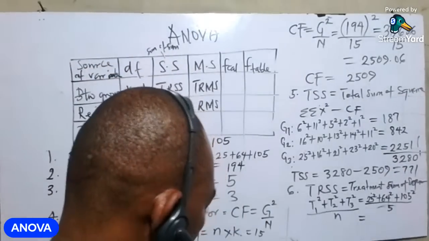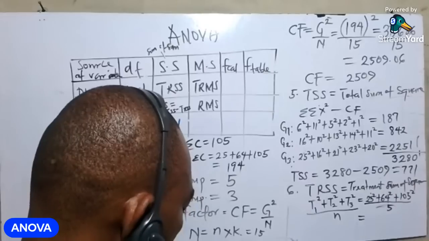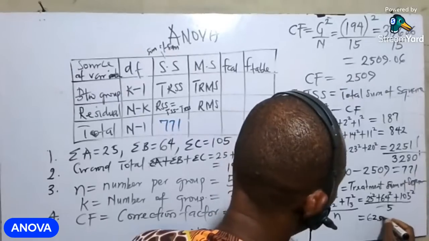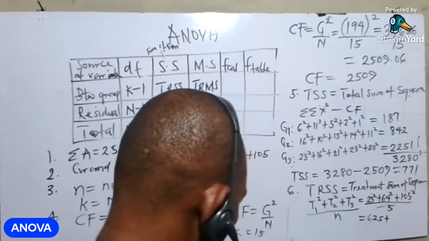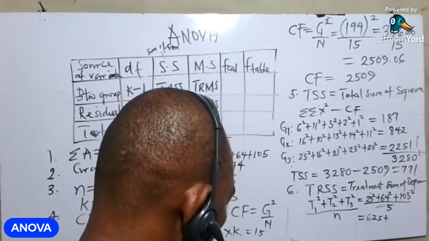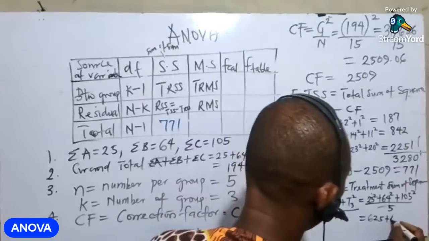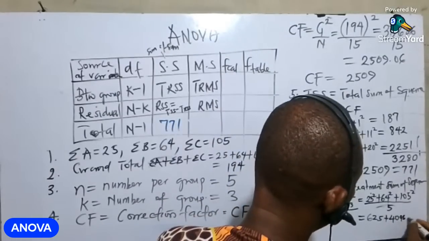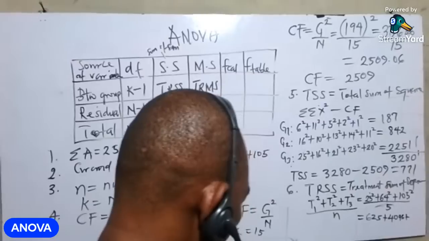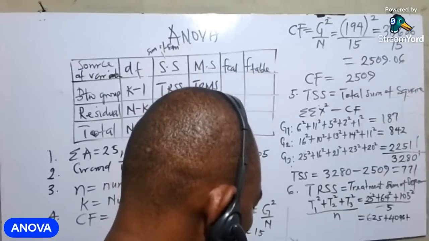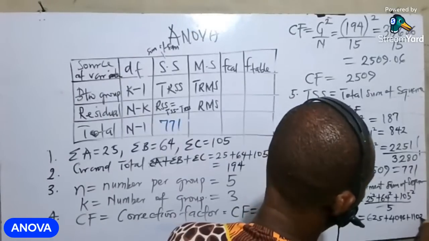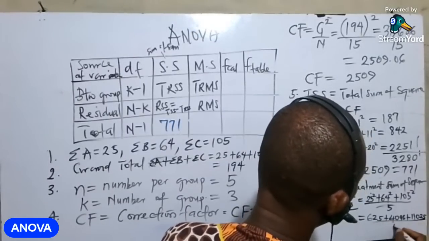So let's square this now. This is 25. 25 square, that's 625, plus 64 square. 64 square, that will be 4,096, plus 105 square. So that is 11,025. Everything to be divided by 5.